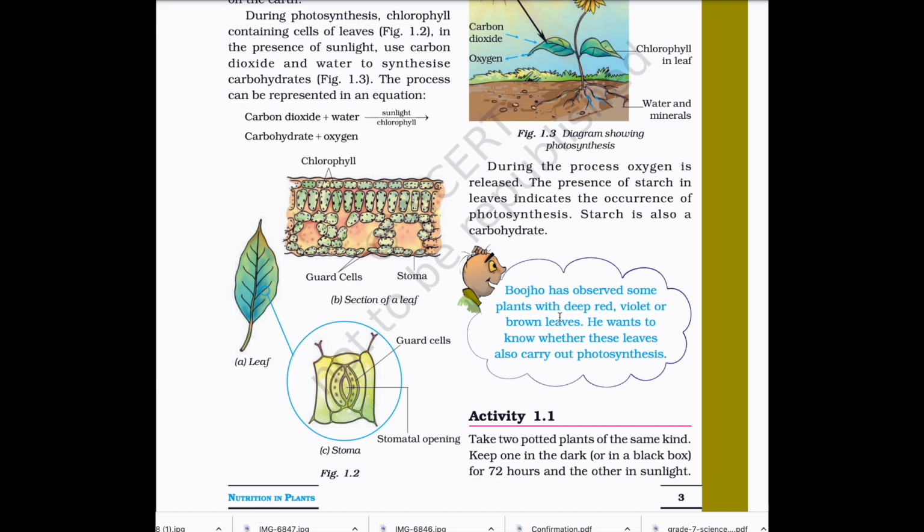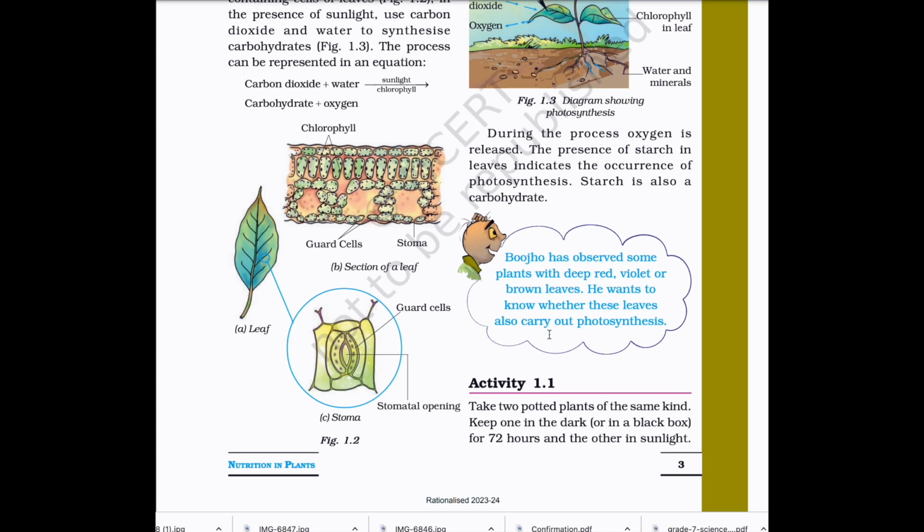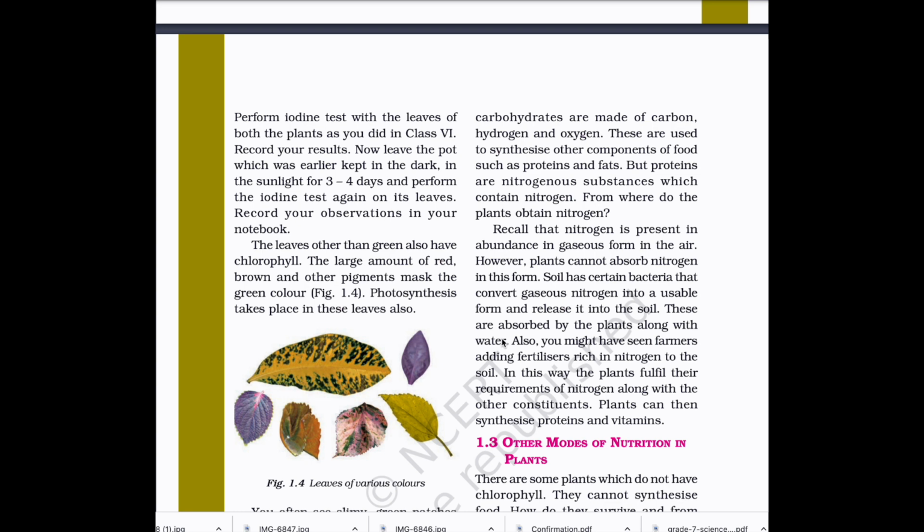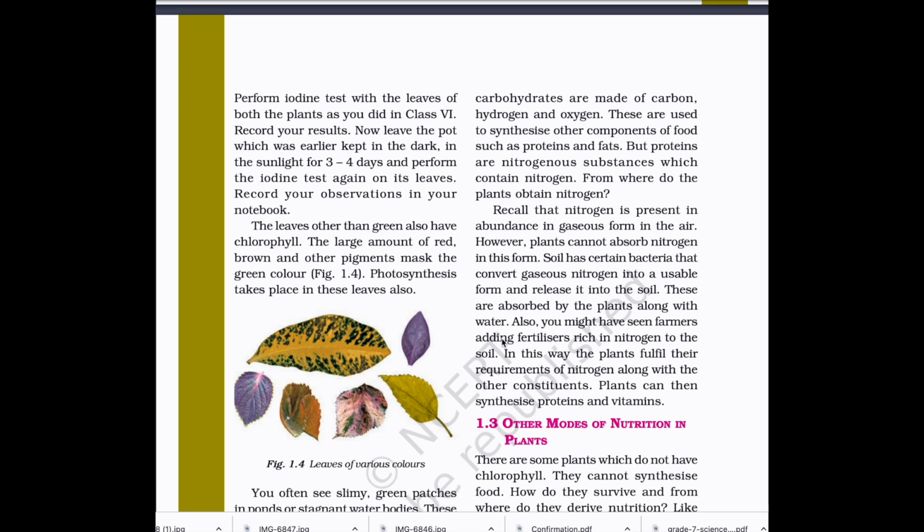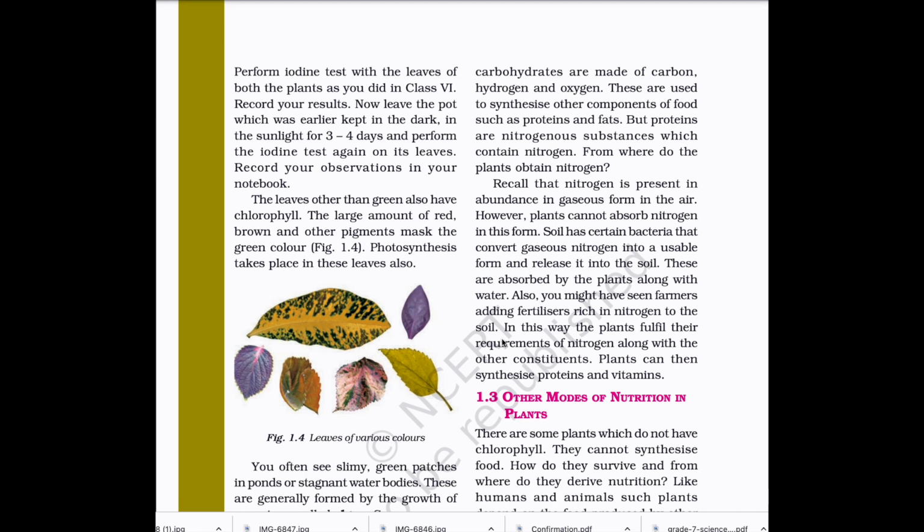Activity 1.1. Take two potted plants of the same kind. Keep one in the dark or in a black box for 72 hours and the other in sunlight. Perform iodine test with the leaves of both the plants as you did in class 6th. Record your results. Now leave the pot which was earlier kept in the dark in the sunlight for 3 to 4 days and perform the iodine test again on its leaves. Record your observations in your notebook.